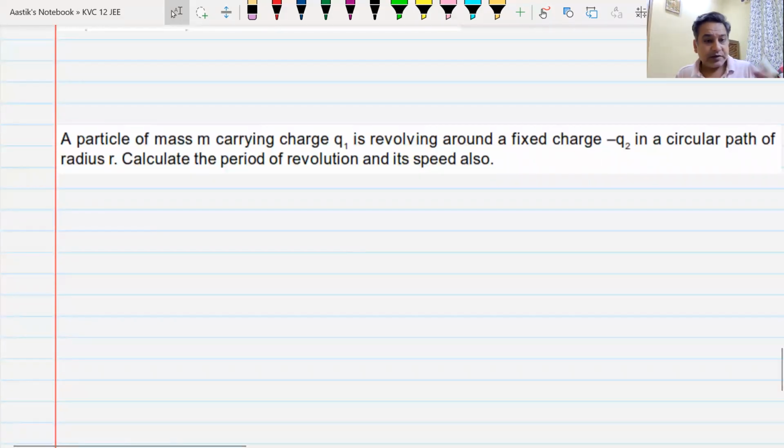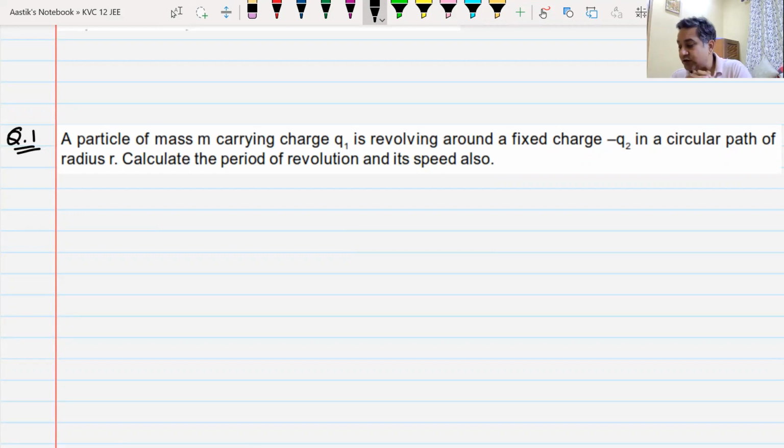A particle of mass m carrying charge q1 is revolving around a fixed charge minus q2. You must know that like charges repel each other and unlike charges attract each other. Yes or no? Yes, sir. The particle is revolving in a circular path of radius r. Calculate the period of revolution and the speed. I'll give you 2 minutes to do this.